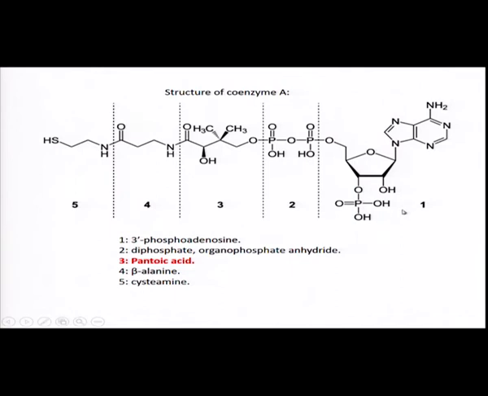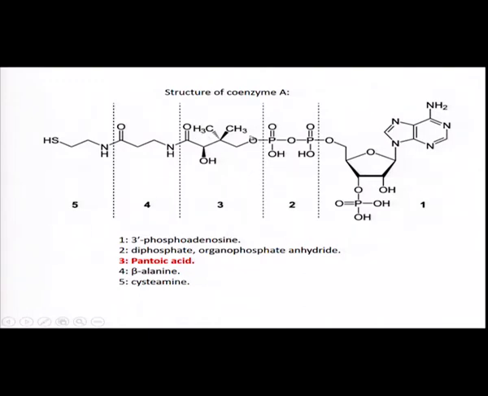Now, if you dissect the structure, you will find the first one is basically phosphoadenosine. So, this is the base and it is phosphorylated. It is called phosphoadenosine, and in the third prime end you have a phosphate group attached, and actually this phosphoadenosine is connected by a diphosphate link or organophosphate anhydride link with one more compound, and the middle compound, the third one, is basically the pantothenic acid.